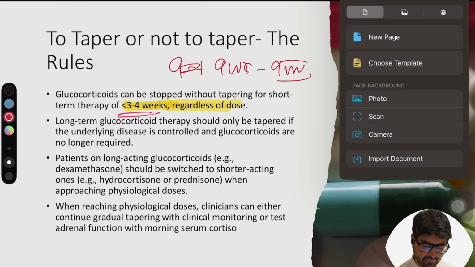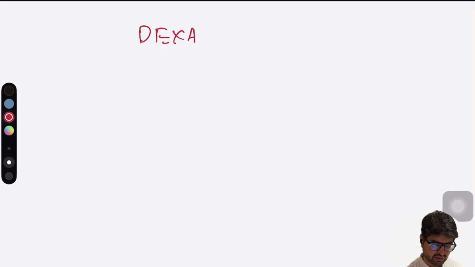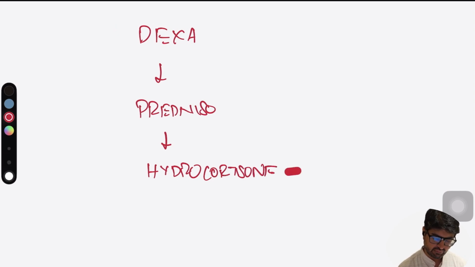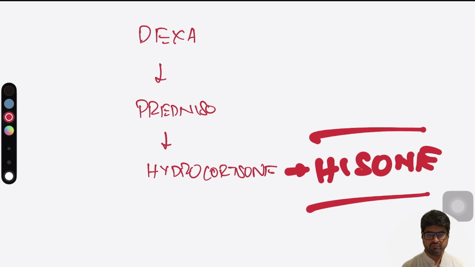So a general rule of taper is that you go from a more potent glucocorticoid to a less potent glucocorticoid. Let's say your patient is on dexamethasone, then you go to prednisolone, and then you go to oral hydrocortisone. Oral hydrocortisone is available in India. Again, a lot of doctors are not aware, but oral hydrocortisone is available as a brand called Hizon. Again, no promotion of any brand, I have no financial relation with this, but the point is that oral hydrocortisone is available in India. So you go from a more potent to a less potent glucocorticoid as you are tapering.